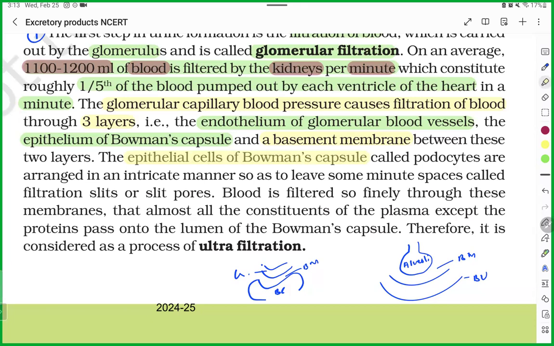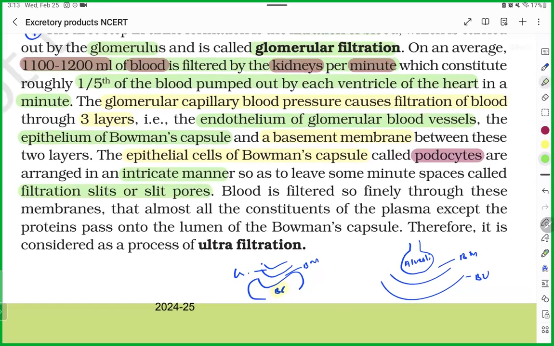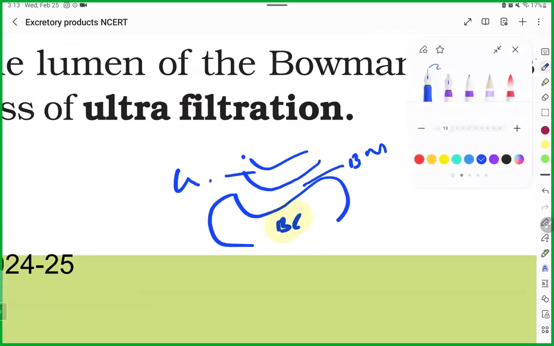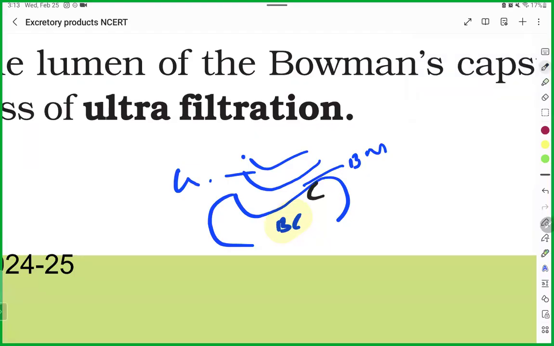If you see the epithelial cell of the Bowman's capsule, there is a special cell known as podocyte. Podocytes are arranged in such a manner that they leave some space known as filtration slit and slit pore. Look at this diagram again. Here you have cells known as podocyte. This is one cell, second cell, third cell, fourth cell. All these cells are known as podocyte.